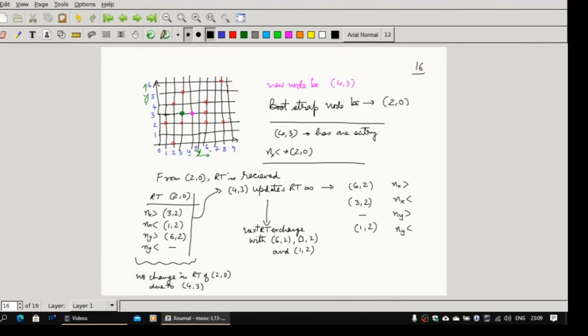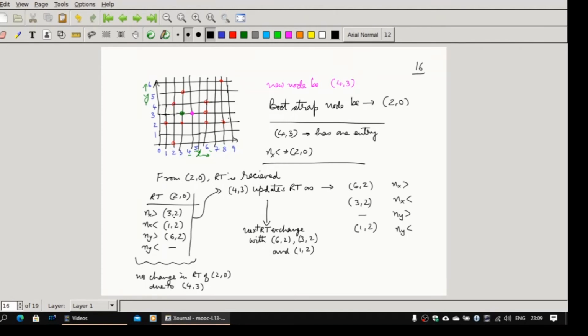For example, the new node is 4,3, and it bootstraps to 2,0. So 4,3 lies somewhere here. It is bootstrapped to this, so only 2,0 is known to it. So the only entry is 2,0 as of now. 2,0 will now send its routing table to 4,3.